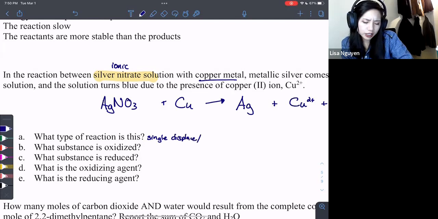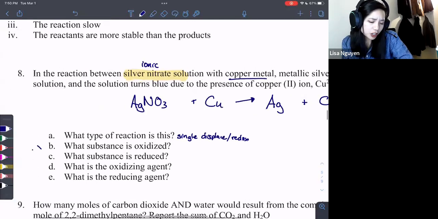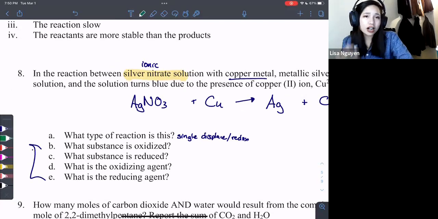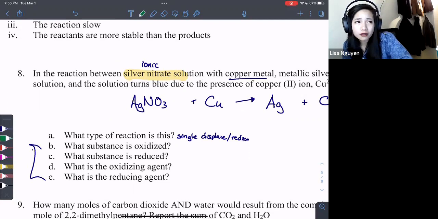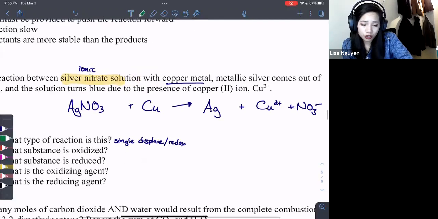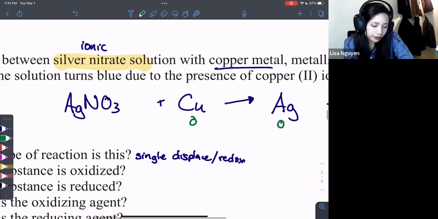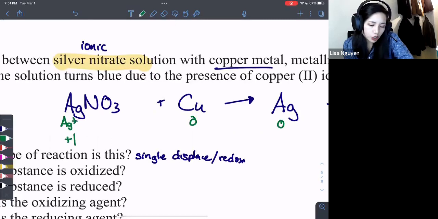Also, we can say that it's a redox reaction because the metals are changing their charge during the course of this reaction. And you can tell because the rest of the questions ask about what's being oxidized and what's being reduced. So the strategy here is to determine the charges of all of the metals. So the easy ones first are the neutral metals. Copper metal is neutral. Silver metal is neutral as well. But if we look at the other substances, they're actually ionic. Silver nitrate is ionic. So silver, this is Ag+, so that is a +1 charge.